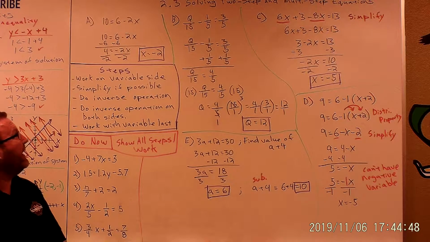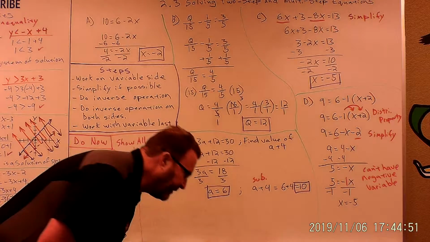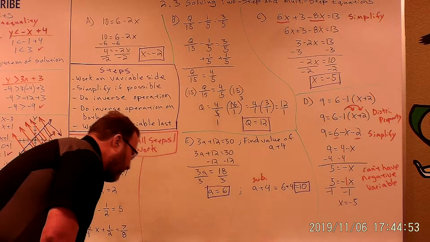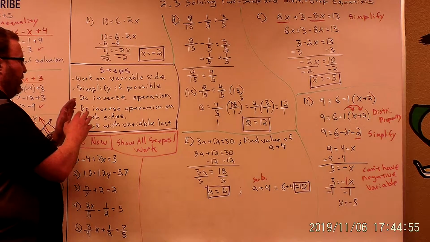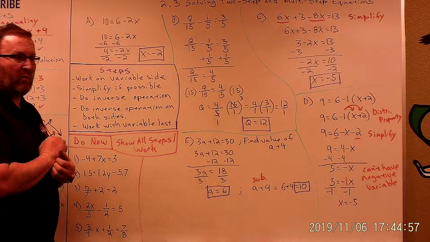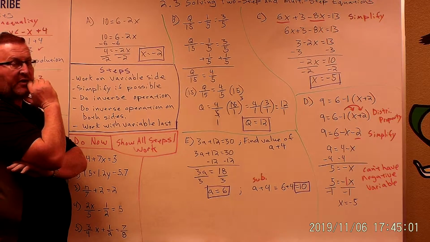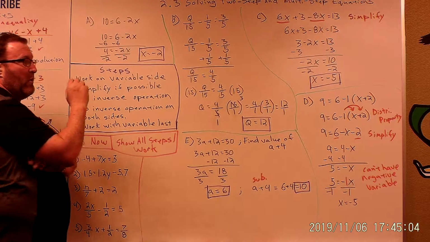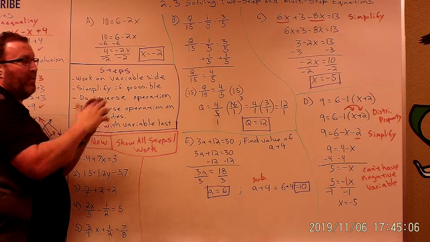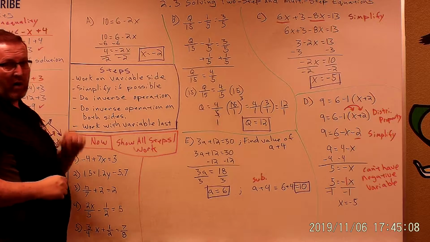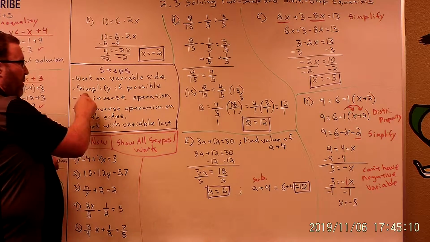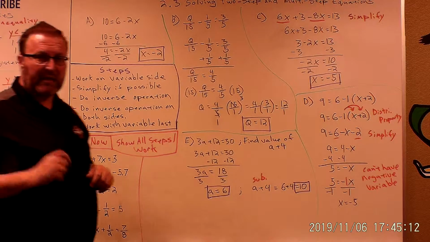Okay, so let's go ahead and get into this. The first thing I want to do is cover the rules. Covering the rules, very, very similar to what we had last week. We're going to work on the variable side first. So we're looking for the letter side. That's the side we're working on. Regardless of the problem being left or right, we want to work on the side where the variable is. We want to simplify if possible.